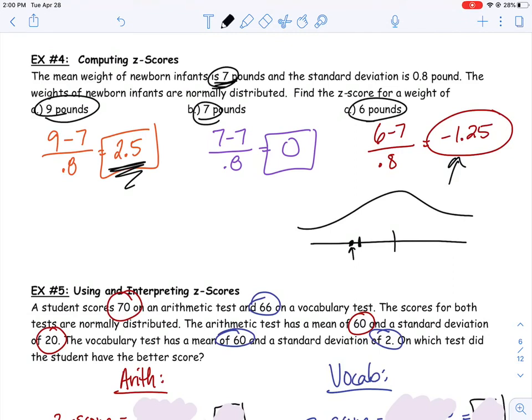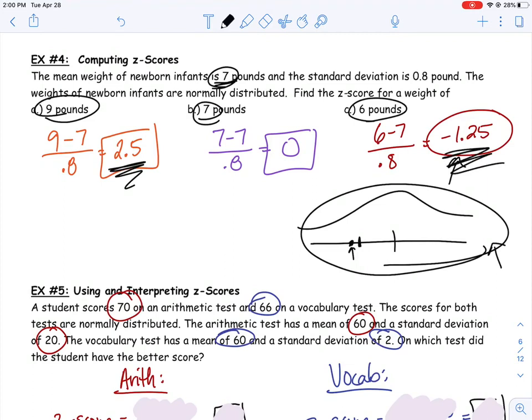The farther down it gets, you've got to be concerned. Or if your baby was way up here, you would be concerned. We compare weights of newborn babies to make sure that they fall in the quote-unquote normal category. And we can find exactly where his z-score lies by using that formula.